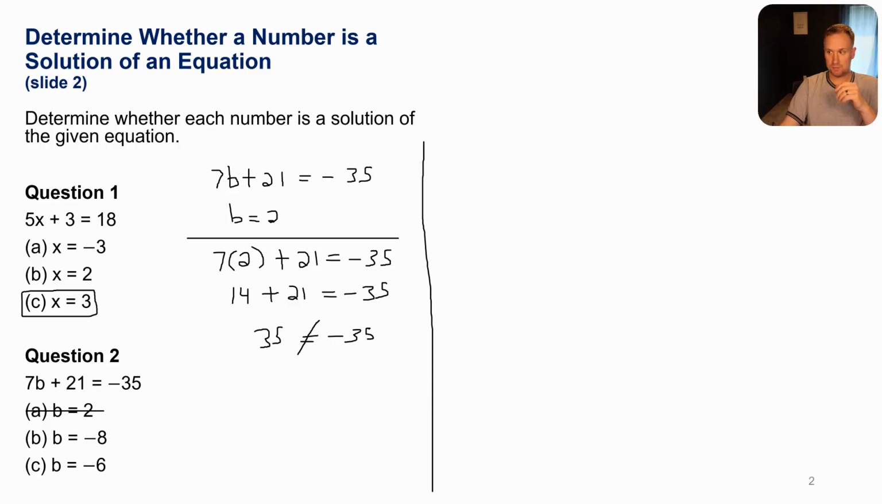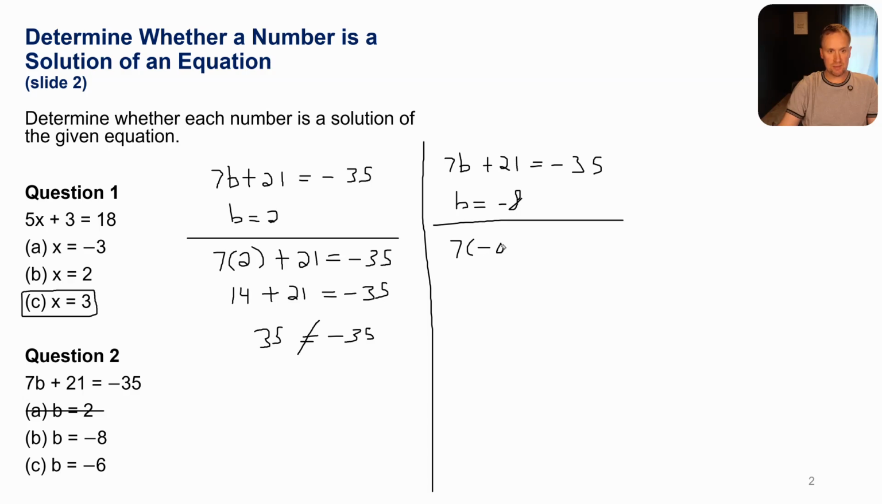We now know b equals 2 cannot be a result. So trying out our second variable now, we have 7b plus 21 equals negative 35, and now we're testing whether b equals a negative 8 here. So we have 7 times negative 8 plus 21 equals negative 35.